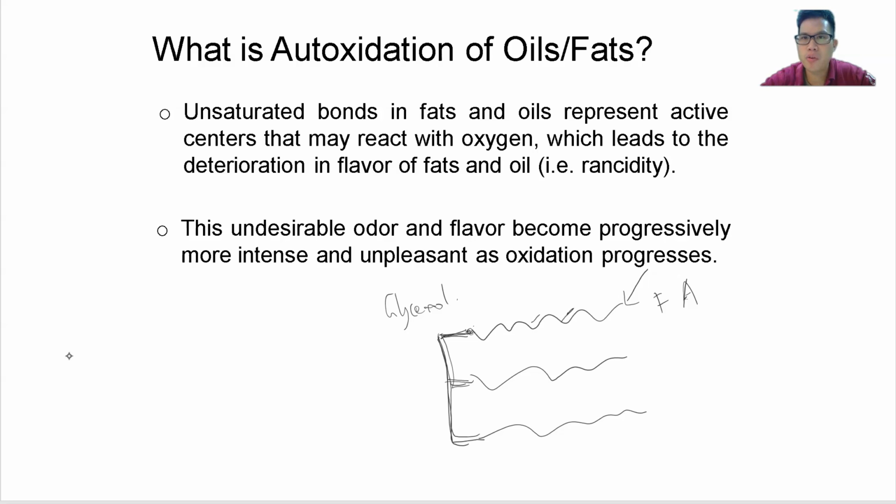The difference is that we use oil when they are still liquid, and fats is usually talked about when they are in solid form. Usually at room temperature, which is usually 24-25 degrees Celsius, those with a higher amount of saturated fats are in solid form. Those that are more towards monounsaturated or polyunsaturated fatty acids are usually in liquid oil form.